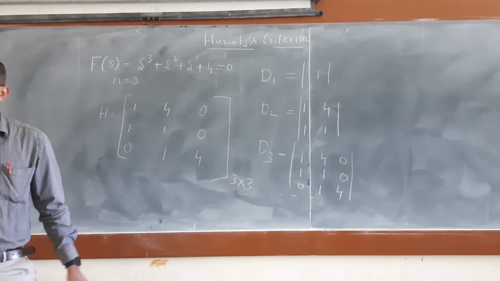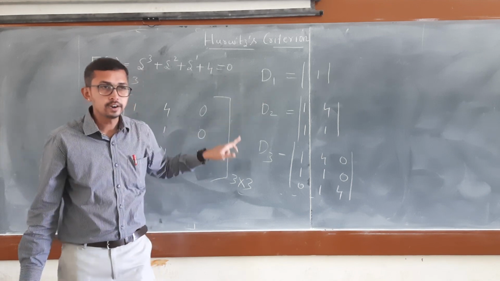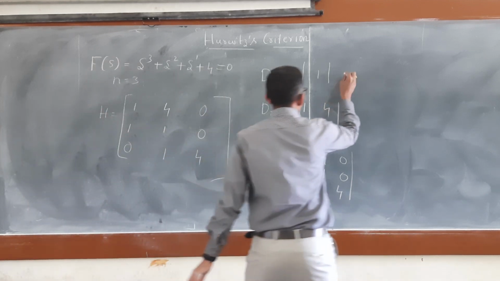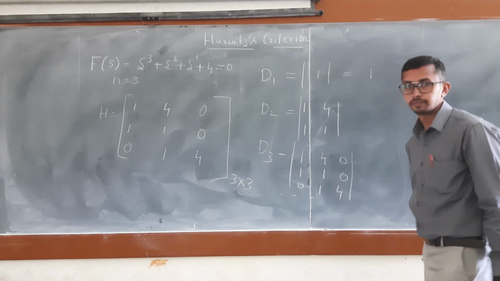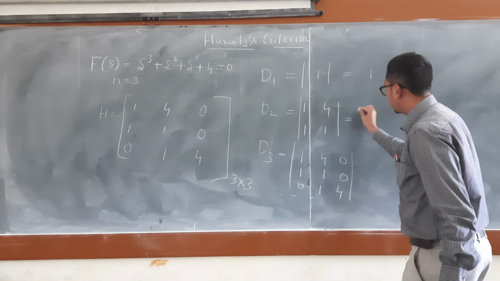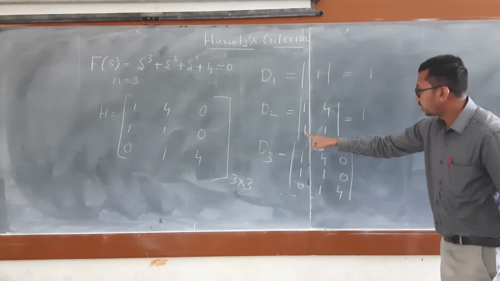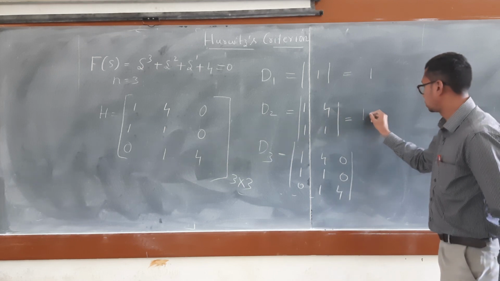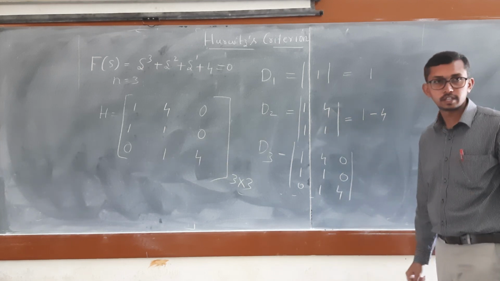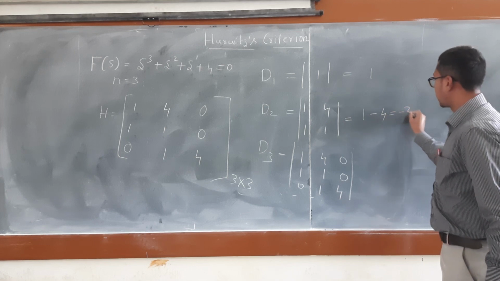Right? So I need to find the determinants of D1, D2, and D3. What is the determinant of this? 1 into 1, that is 1. 1 into 4, that is 4, and as per the formula it will be minus 4. Therefore, this will be equal to minus 3.